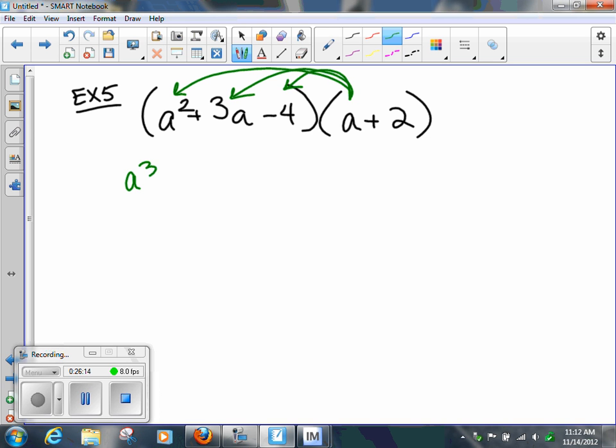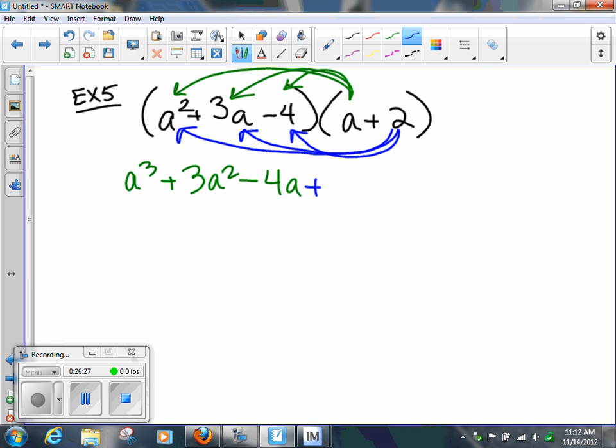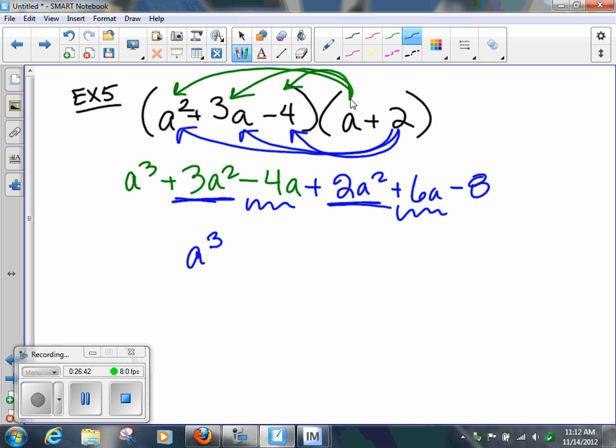A times a squared is a cubed. A times 3a is 3a squared. A times negative 4 is negative 4a. Distribute the 2. All right, so that gives me 2a squared plus 6a minus 8. And then I combine my like terms. 4a, 6a, so I'm left with a cubed plus 5a squared plus 2a minus 8. How many of you had that?